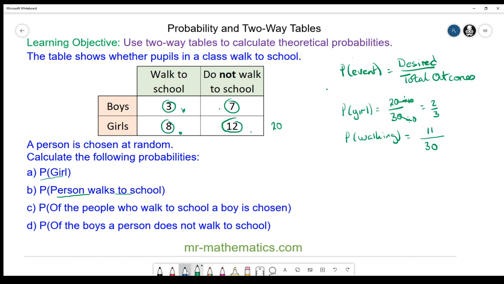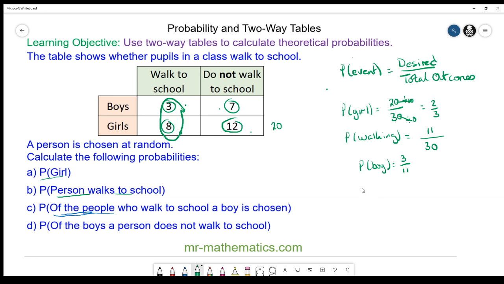Now we get a bit more interesting, a bit more difficult, because the sample or the total number of outcomes has changed because of the people who walk. So now we're not looking at everybody, we're only looking at these people. So probability that a boy is chosen, but only considering the people who walk. So now there's 11 people who walk, so our total outcomes is 11. And there are 3 boys who walk. So that probability is 3/11ths.